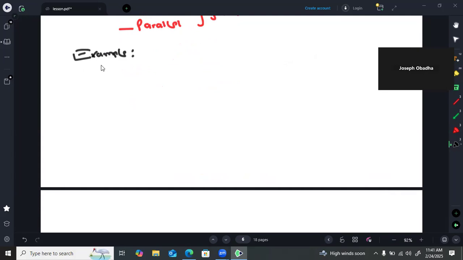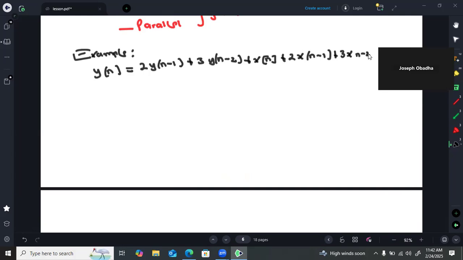So let's have a simple filter in the form of y of n equal to 2y of n minus 1 plus 3y of n minus 2 plus x of n plus 2x of n minus 1 plus 3x of n minus 2. So let's consider the direct form 1.